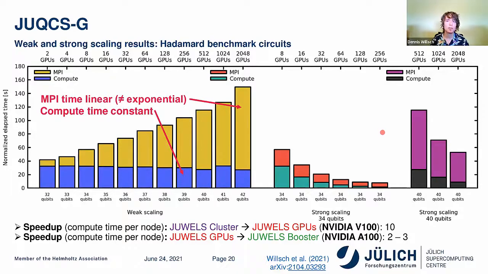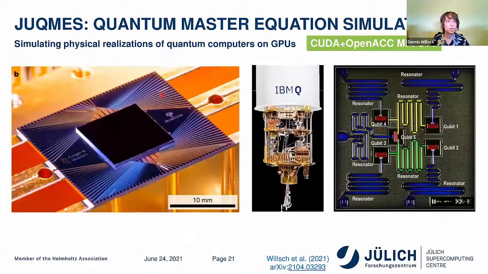So now in the next application, we leave the ideal gate-based quantum computer and we come to the simulation of a physical realization of a quantum computer. And a physical realization is, for example, this Google Sycamore chip here with the 53 qubits. So one qubit was dead, unfortunately, so it was not 54, but 53. And also IBM has these gate-based quantum computer prototypes.